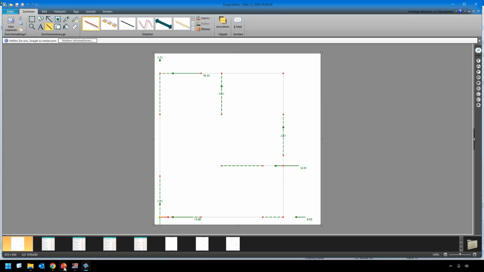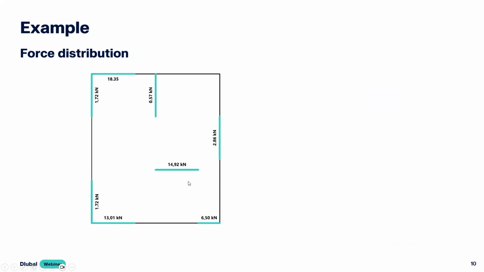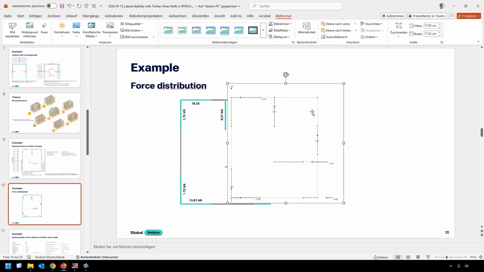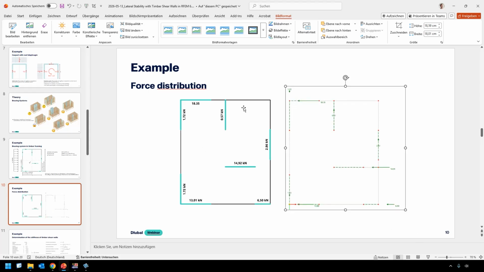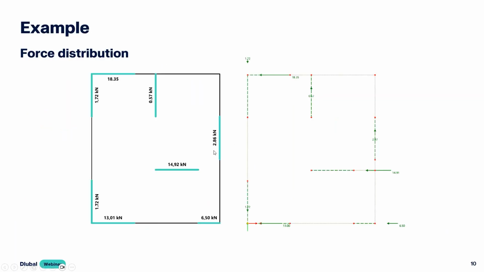And now let's go into our PowerPoint again and compare it with our result from the book, which was calculated with analytical solutions. When we compare the results, we get 30 kilonewton, 13 kilonewton, 6.5, 6.5, 14.9, 2.9, 2.9. So as you see, the result matched perfectly. Yeah. So this is a simple and easy way to do some lateral stability calculation for timber shear walls.